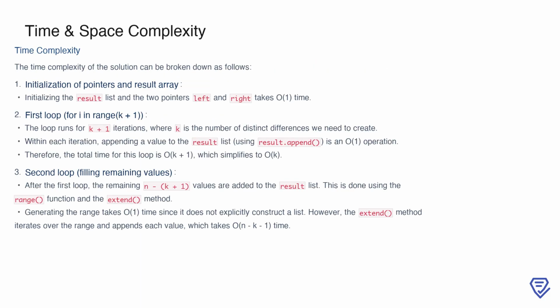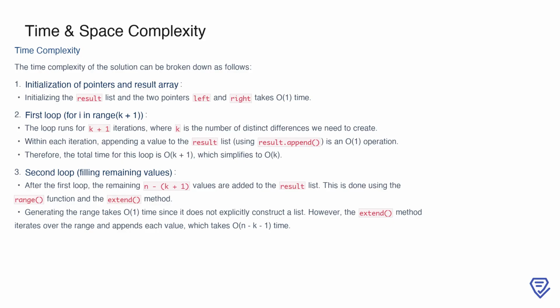To analyze the time complexity of our solution, we start by breaking it down into its main components. First, initializing the result array and the 2 pointers, left and right, is a straightforward operation that takes constant time, O(1). Next, we have the first loop, which iterates k plus 1 times, where k represents the number of distinct differences we aim to create. During each iteration, we append a value to the result array, and this appending operation is O(1). When you sum over all k plus 1 iterations, the time complexity of this loop becomes O(k).